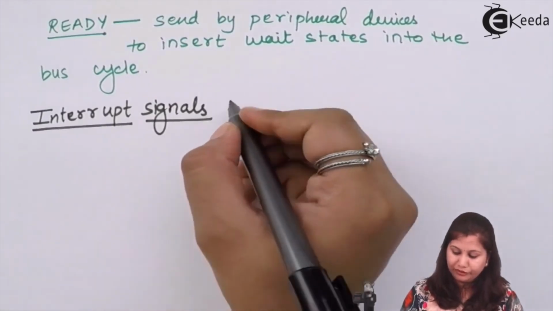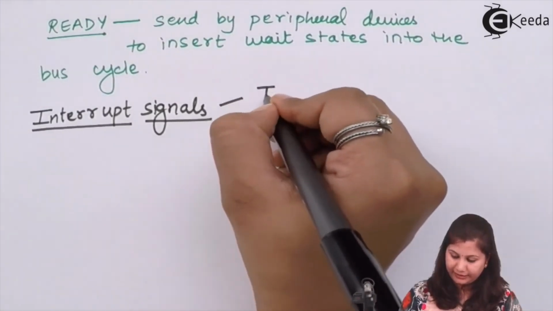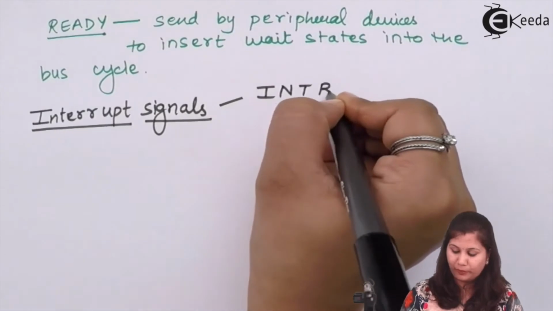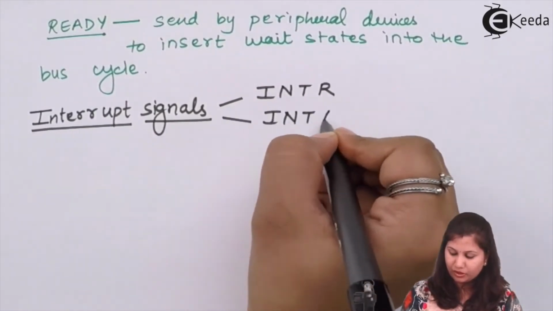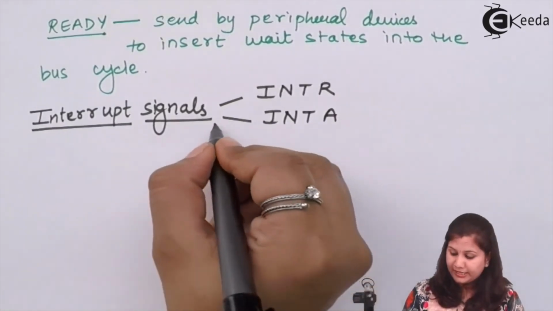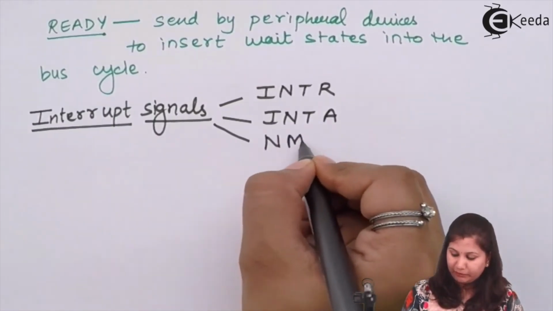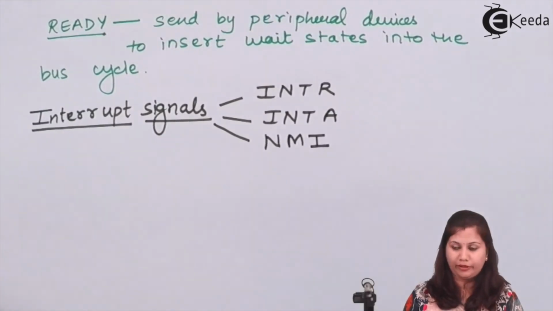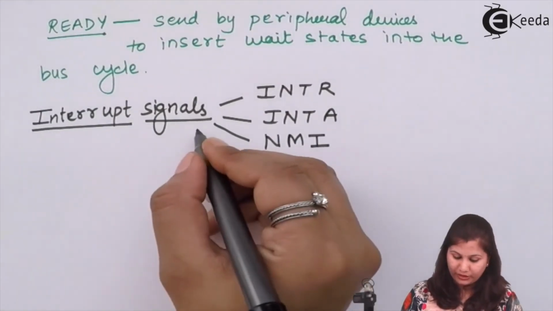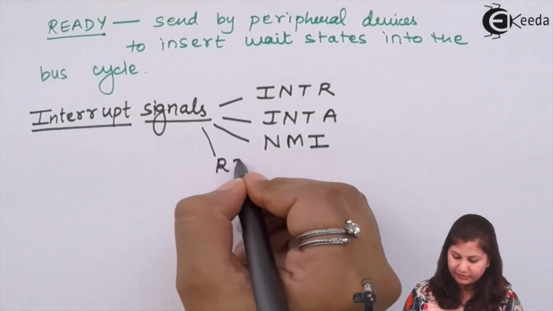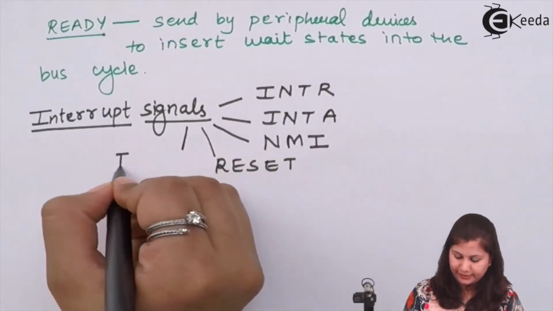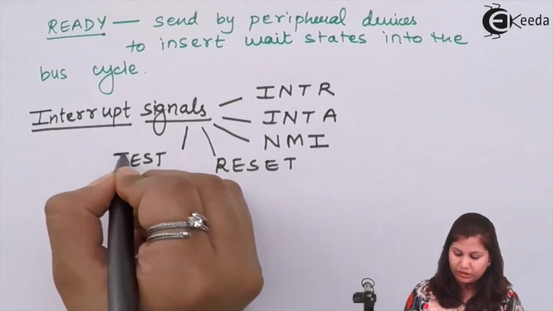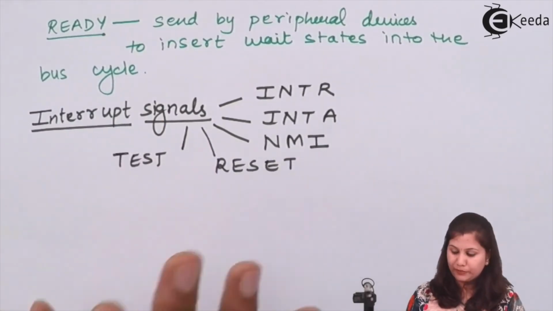In the category of interrupt signals, we have INTR, which is the interrupt request signal. Then we have INTA, that is interrupt acknowledge signal. In 8086, we have a NMI, that is non-maskable interrupt also. Also, we have the reset signal and test signal. So these are some of the interrupt signals.